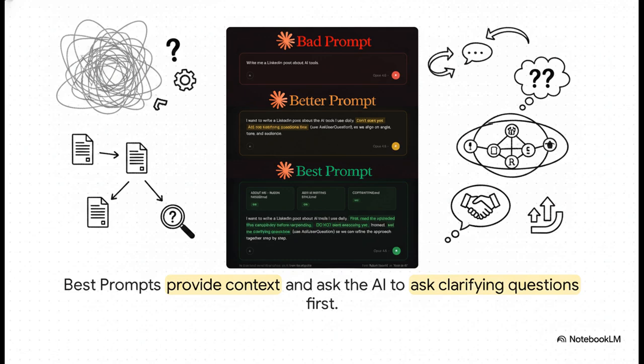It does 2 genius things. First, it provides actual context by feeding the AI the relevant files. And second, it explicitly says, hey, don't start working yet. Ask me clarifying questions first. That tiny change flips the whole dynamic from a guessing game into a strategic conversation.